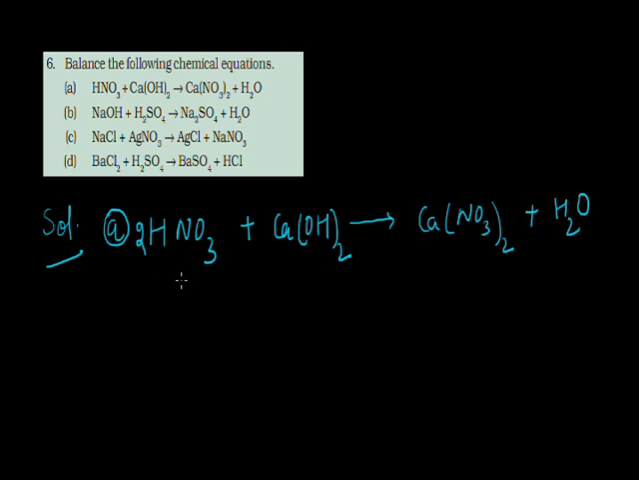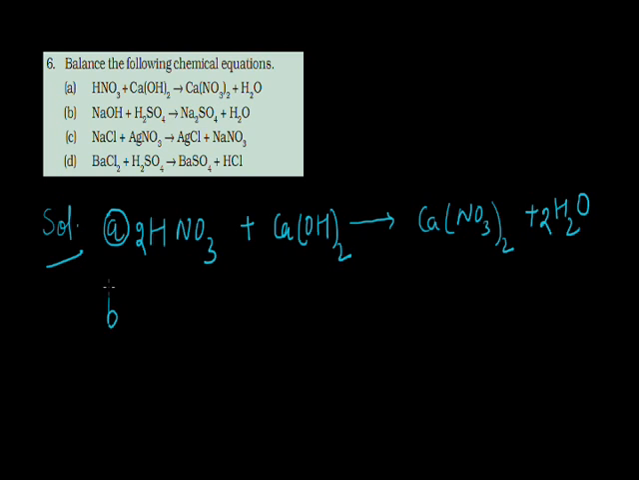Now we see the number of hydrogen atoms on the reactant side. We have 2 and 2, 4 atoms of hydrogen on the reactant side. To equal them, 2 hydrogen atoms on the product side, we multiply H2O by 2. We have 4 atoms of hydrogen on the product side as well. If we see the oxygen atoms on the reactant and product side, the number is equal. That is a balanced chemical equation.